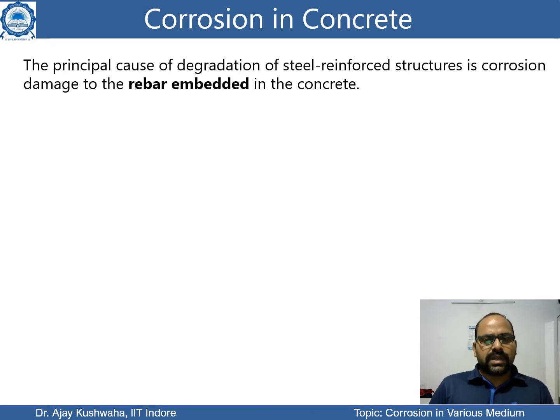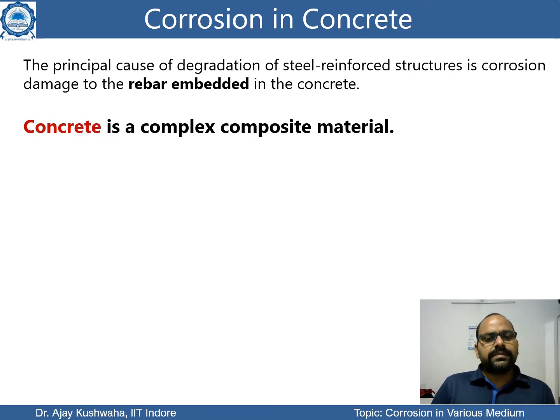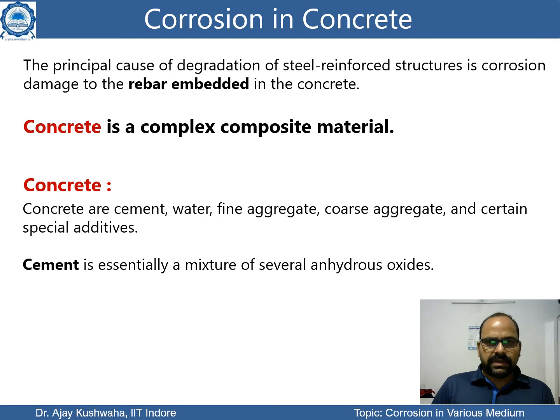So the first question is, what do we understand by the concrete? And if we understand the concrete and concrete composition, then we may think what kind of corrosion is happening there, and how it can be suppressed, or how the corrosion rate can be slowed down, or how we can control the corrosion. So concrete is basically a complex composite material which consists of cement, water, fine aggregate, coarse aggregate, and some other additives, and in which cement particularly is a mix of several anhydrous oxides.